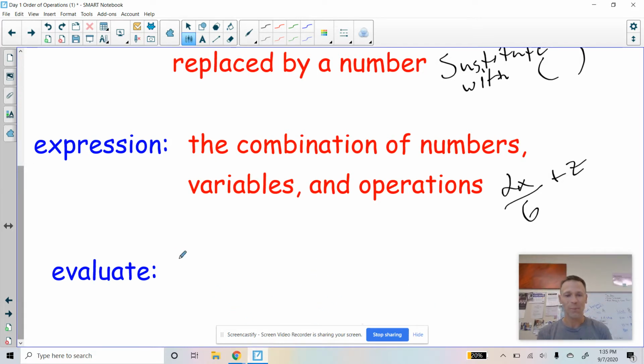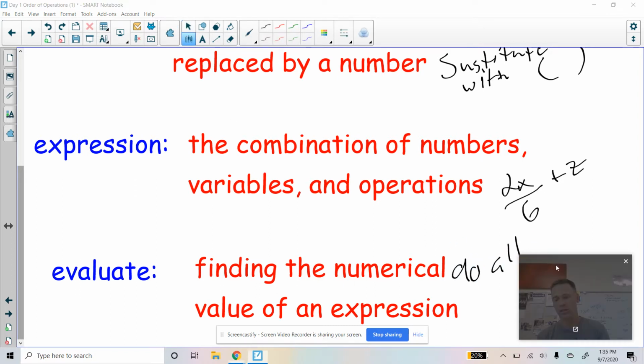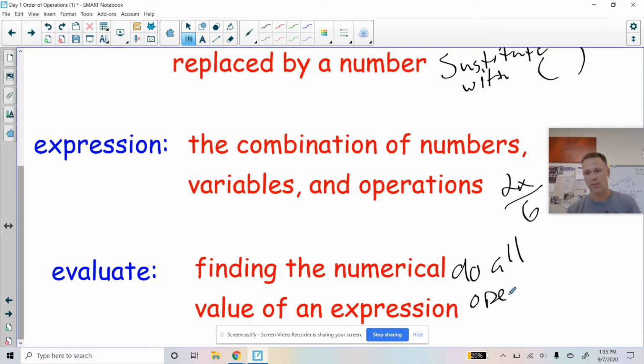All right, evaluate. To evaluate means to find the numerical expression of a variable. Basically, evaluate means to do as many operations as possible. So do all operations.